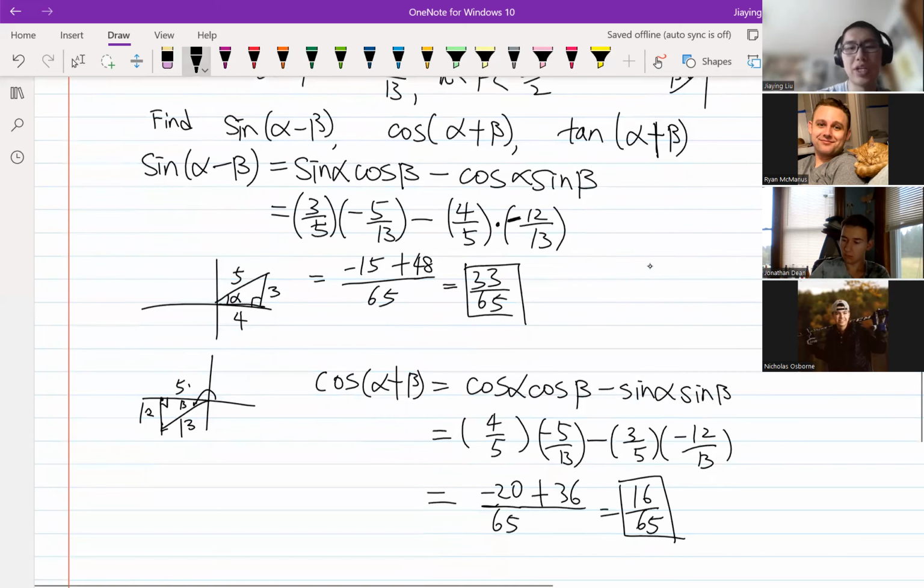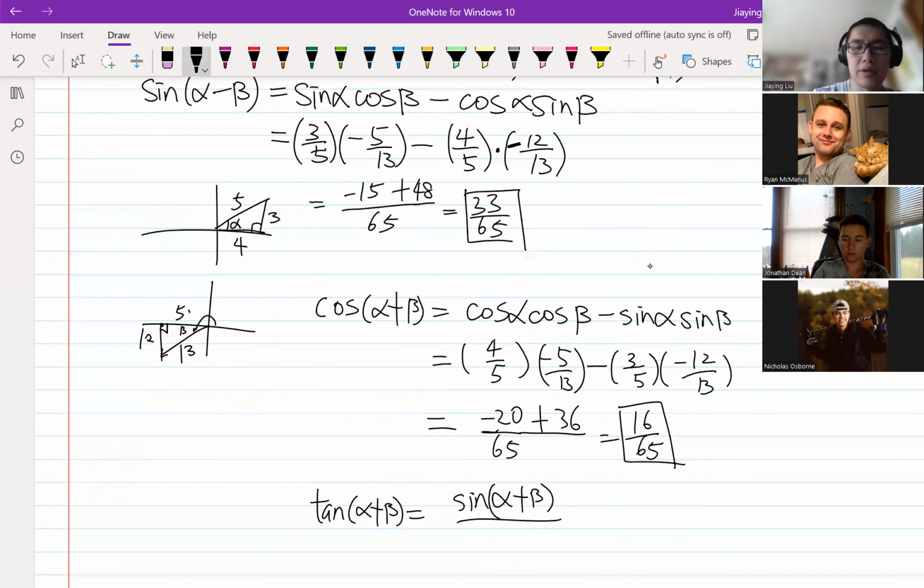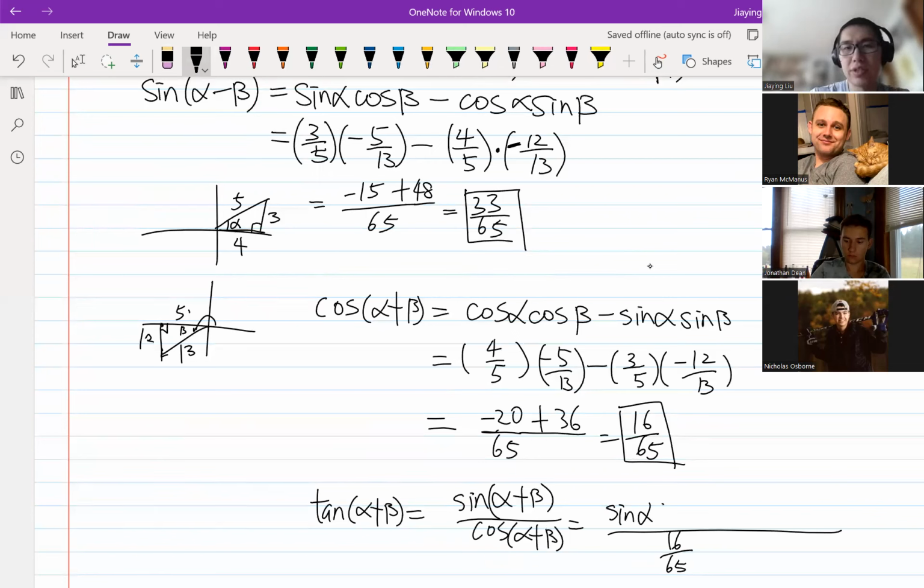And then if we want to find tangent alpha plus beta, I'm just going to rewrite it as sine alpha plus beta over cosine alpha plus beta. I'm going to take a lazy step because I already found cosine alpha plus beta, so I'll plug in 16 over 65 directly. But what about sine alpha plus beta? We didn't find that, but we can find it now. That's sine alpha cosine beta plus cosine alpha sine beta. We just have to plug in those values.